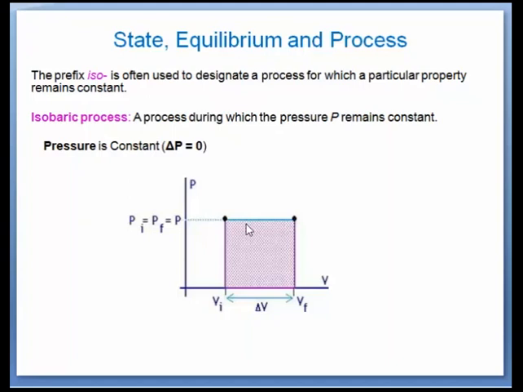So this isobaric process can be represented by a straight line which is parallel to the axis which represents specific volume. It is similar to coordinate geometry, where a line parallel to the x axis will be represented by y equal to constant.